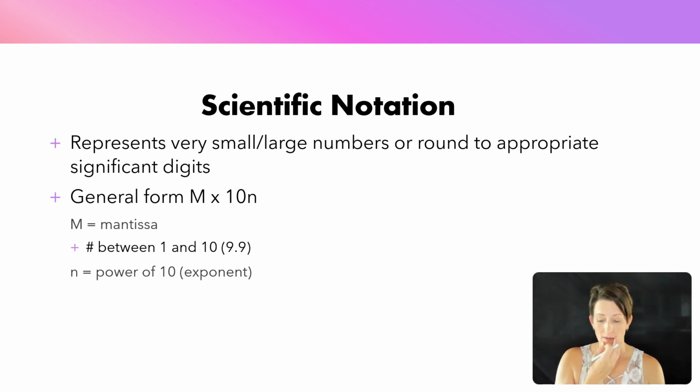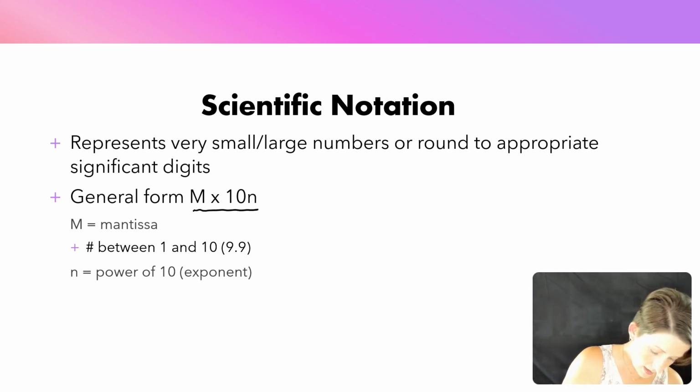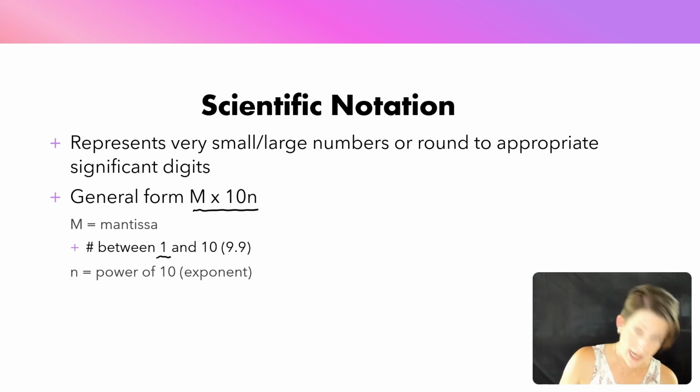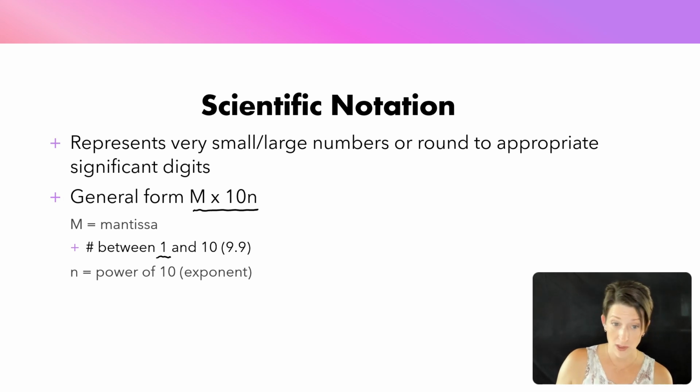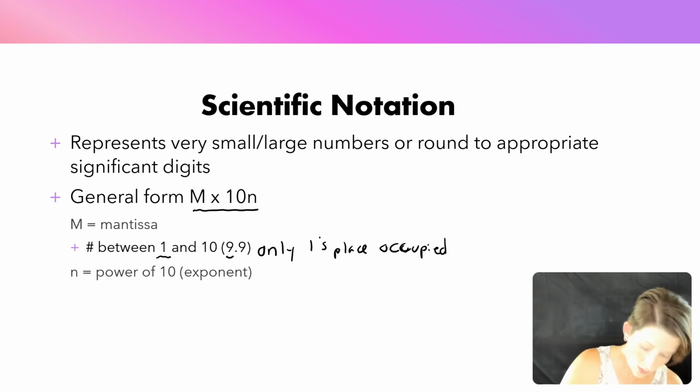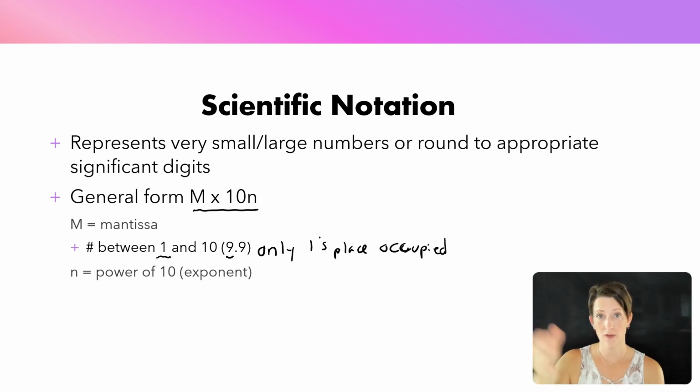So when we're looking at the general form of scientific notation, we have this M times 10 to the n. What these variables mean: that capital M is what is called a mantissa. The mantissa represents a significant digit, a significant figure between 1 and 9. Only the ones place can be occupied. So you will place the decimal after the ones place and then however more significant figures you have remaining past there.